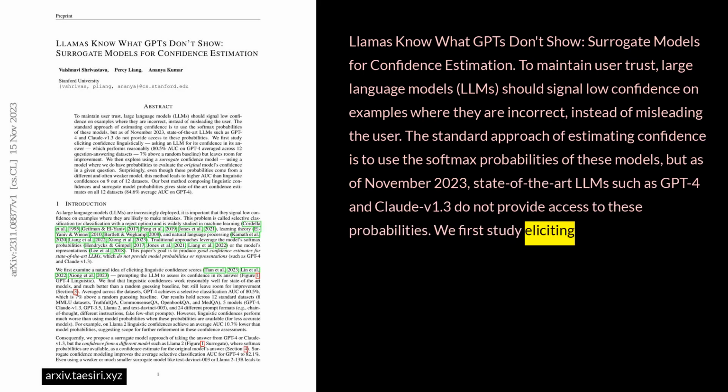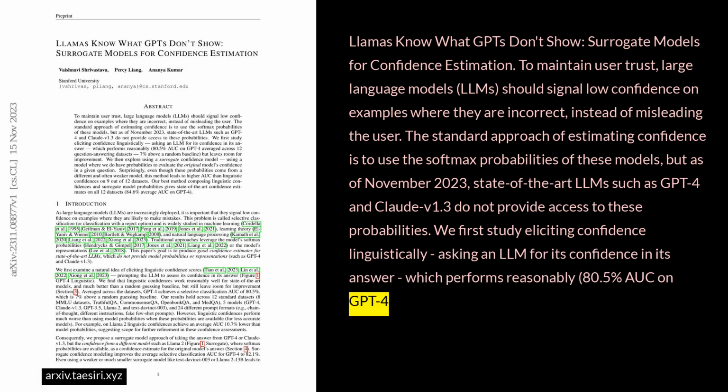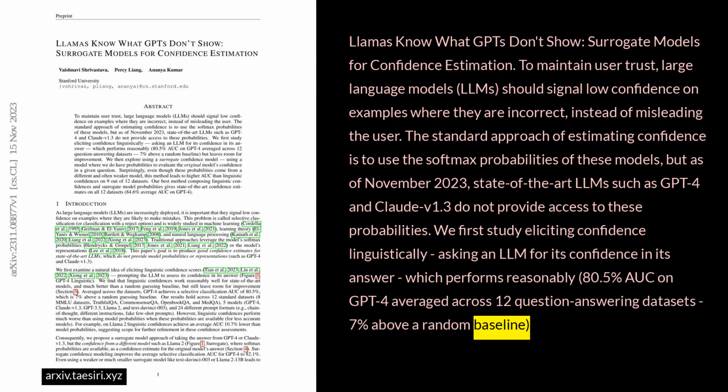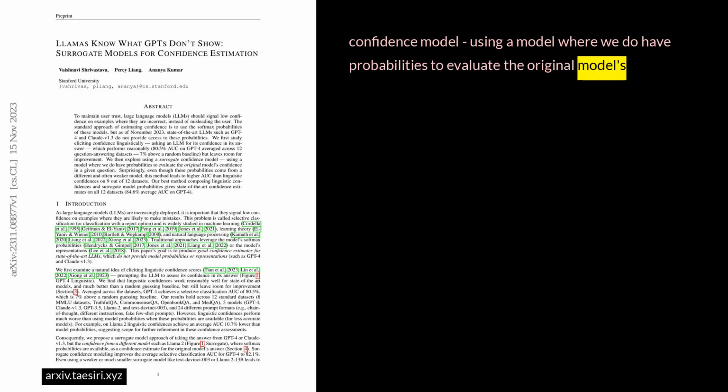We first study eliciting confidence linguistically, asking an LLM for its confidence in its answer, which performs reasonably: 80.5% AUC on GPT-4 averaged across 12 question-answering datasets, 7% above a random baseline, but leaves room for improvement. We then explore using a surrogate confidence model, using a model where we do have probabilities to evaluate the original model's confidence in a given question.